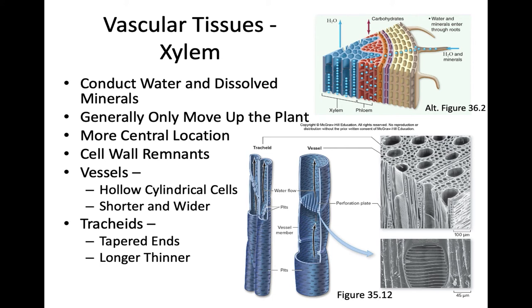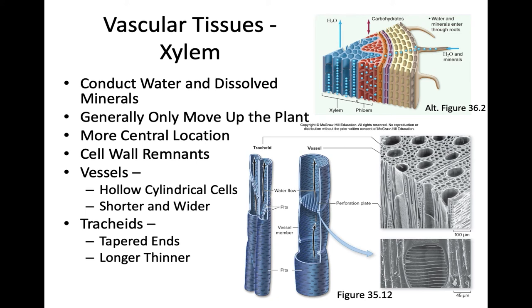The movement of water inside these vessels will only be in an upward direction. That's important to differentiate from the phloem. The movement of water in the xylem will only be in an upward direction, and this will result in the movement of water from the roots of the plant up to the leaves and the branches.